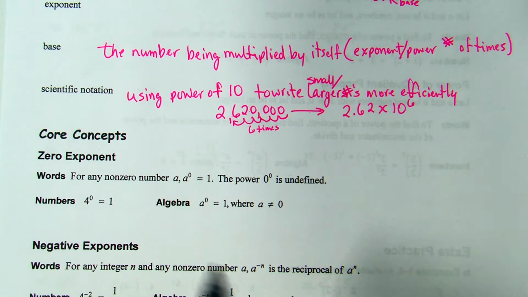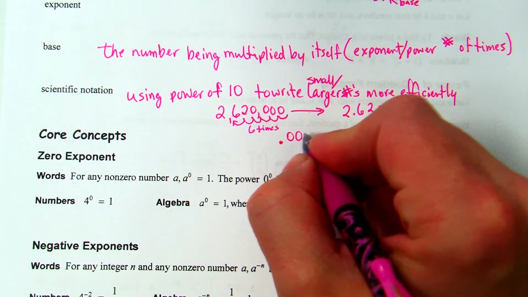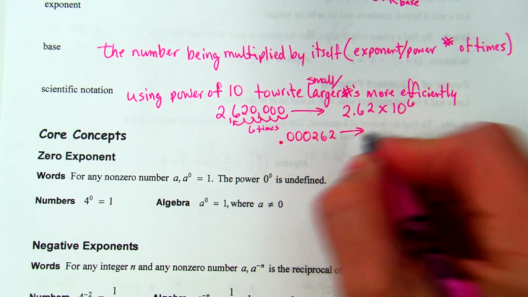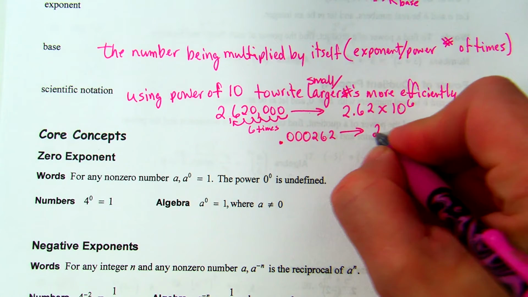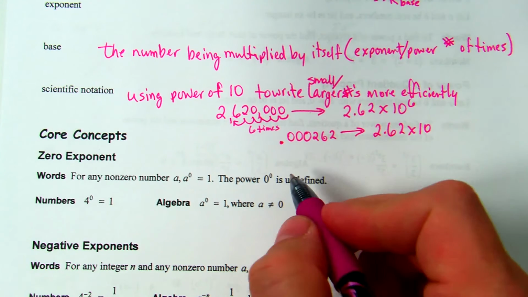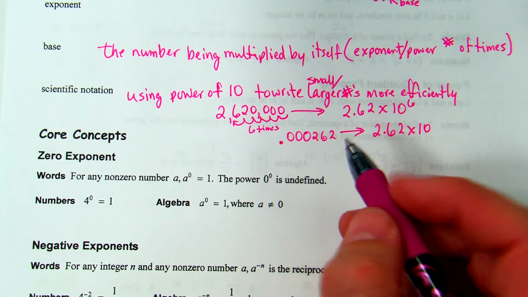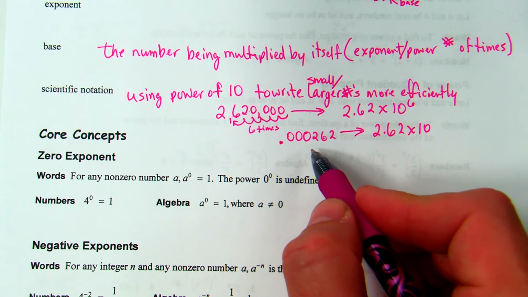Going the opposite direction, if we had a number, let's say it was 0.000262, then we could write this also in scientific notation, and this would be 2.62 times 10, but in this case, we actually went backwards. And when we go backwards, this was a positive 6. What do you think this one's going to be here? It's going to be a negative number.